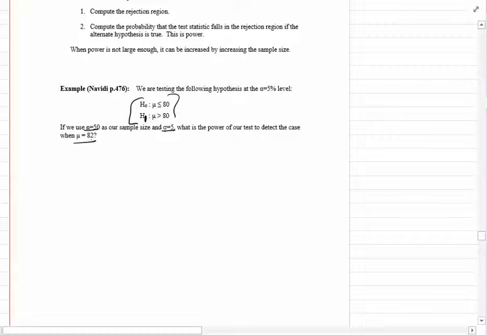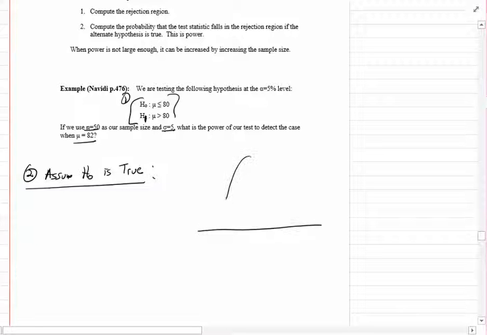First thing is just to plow through all the steps we've already done. H naught, H1, well, that's already done. Step 2, this is critical. We still do step 2. We still assume H naught is true. If you get hung up in any of these problems, make sure you're doing all these steps. So H naught is true means, what is the null hypothesis? It says the mean is there at E.